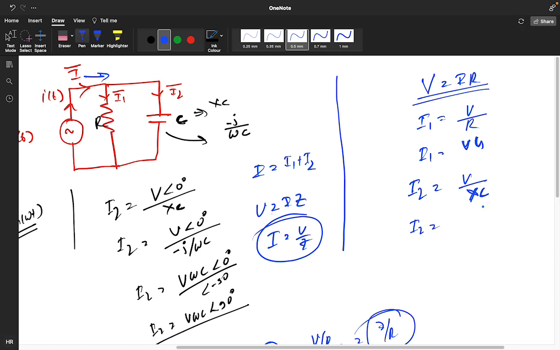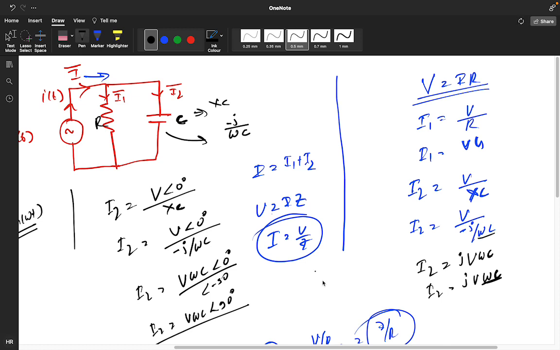So I2 can be written as V divided by XC, and this XC value is minus J divided by omega C. So V divided by minus J upon omega C. If we convert this, I2 is equal to V, and minus J will go upside, so it will become J, and this omega C is also getting upside. So I2 is equal to J V omega C.